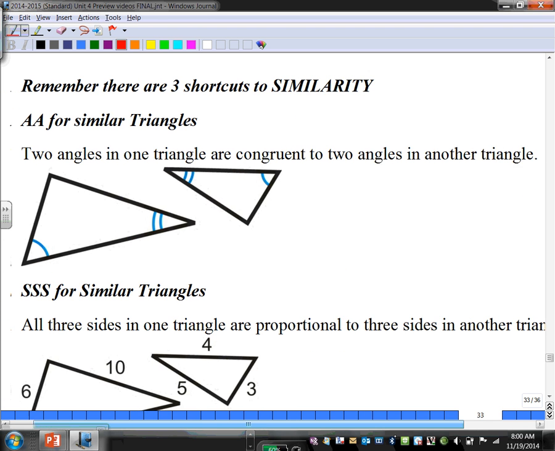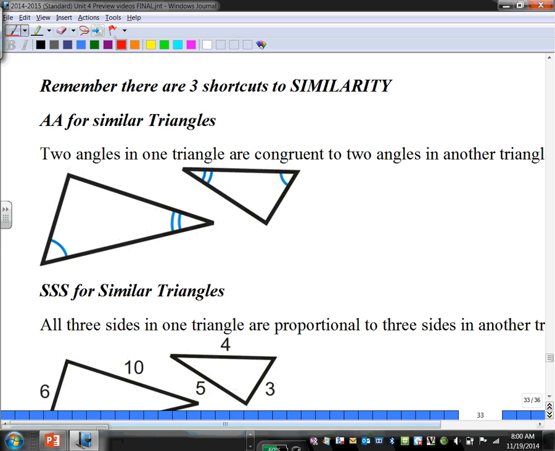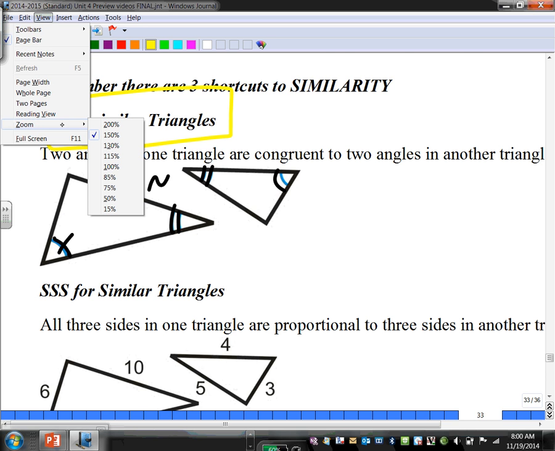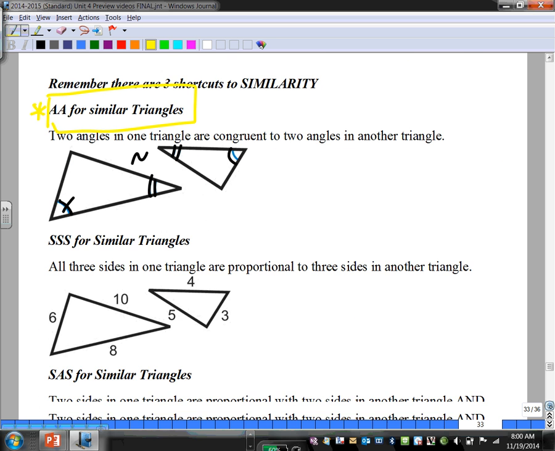Our first shortcut you guys are familiar with is angle, angle. That basically says if we have 2 congruent corresponding angles, then the triangles are similar. This is by far the most common. So put a star by it, box it, something. That's by far the most common.